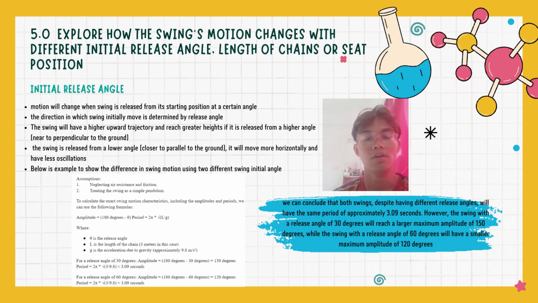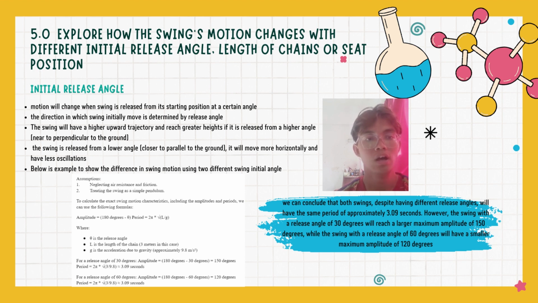Okay, assumption: we will neglect air resistance and friction. Secondly, we'll treat the swing as a simple pendulum. To calculate the exact swing motion characteristics, including amplitude and period, we can use the following formulas. Amplitude equals 180 degrees minus theta. The period is 2 pi times square root of L over g.